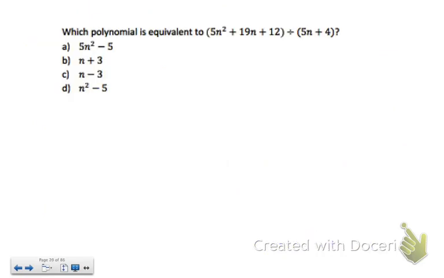Okay, last one in this section. Which polynomial is equivalent to this division? So remember, see the 5, we're going to slide and divide so that we can factor and then divide by 5n plus 4. So take the 5, slide it over, n squared plus 19n plus 60.